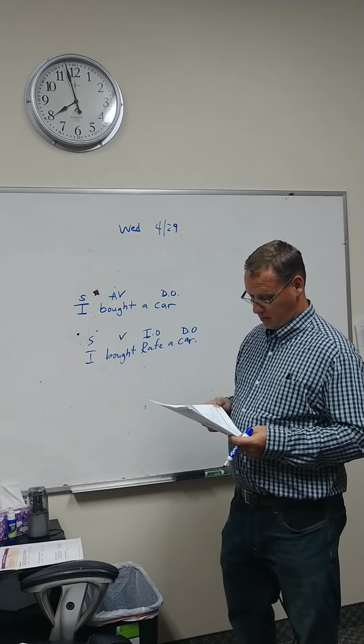Stan lent me his truck. Lent means you let somebody, you loan something to somebody. What did he loan? He loaned his truck. That's the verb. Direct object. Who did he give it to? That would be me. Indirect object there.